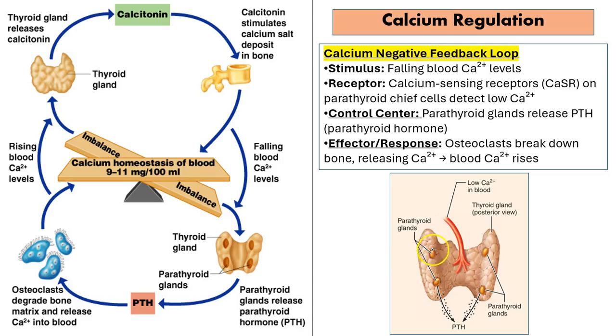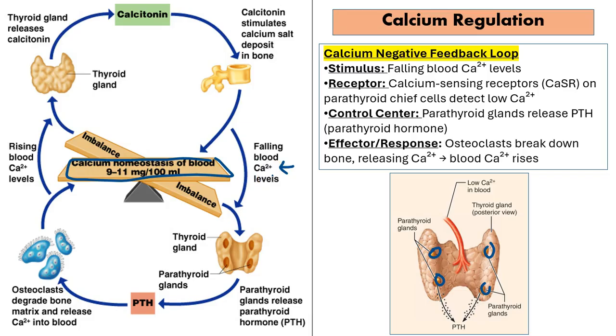And the parathyroid glands are those four little glands that are on the posterior side of the thyroid itself. Normally we have a calcium homeostasis of 9 to 11 milligrams per 100 mL. And if you have a decrease in calcium levels, then that is going to cause a stimulus. Now, what kind of stimulus are we talking about? Well, since we're talking about ions here, we know we are dealing with a humoral stimulus, okay?